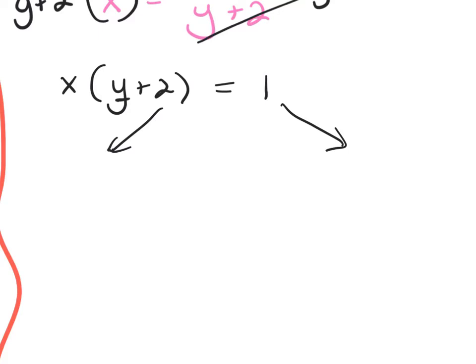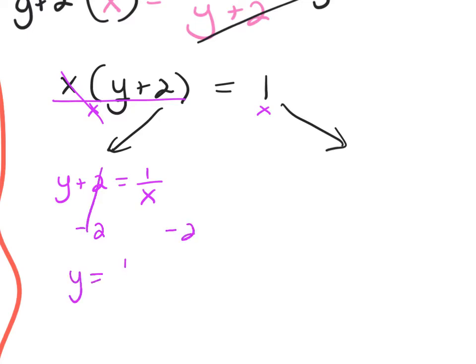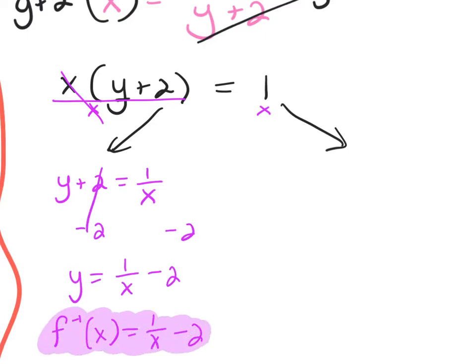I can divide both of these by y plus 2. Nope, that goes back to the other side. Just kidding, both of these by x. So it cancels from here, and I get y plus 2 equals 1 over x. Then I would subtract the 2 from both sides, and I get y equals 1 over x minus 2. So f negative 1 of x equals 1 over x minus 2. That's one answer. That is correct.